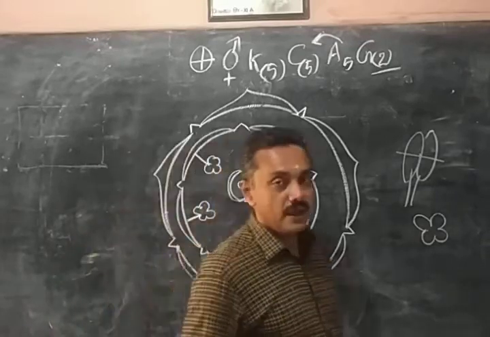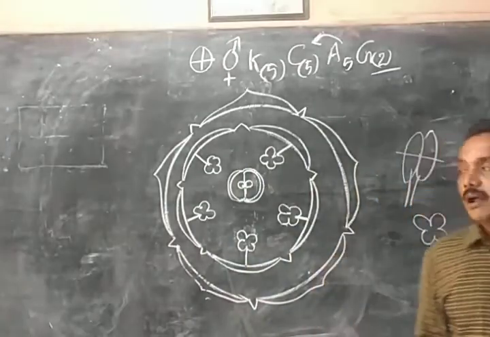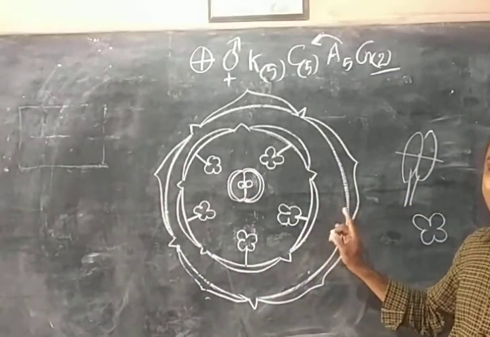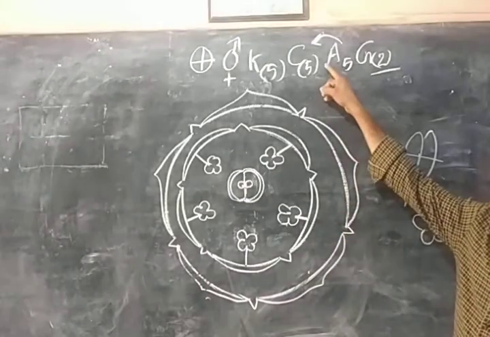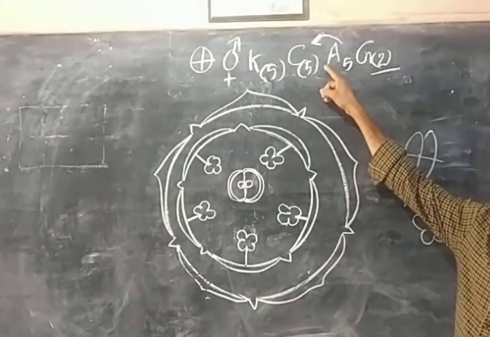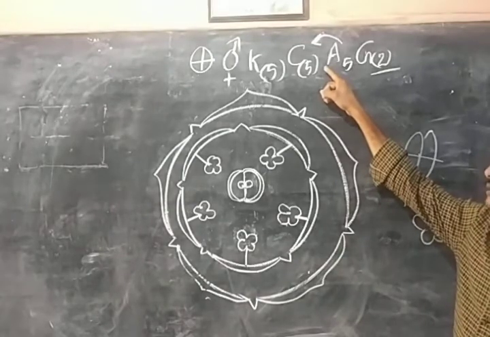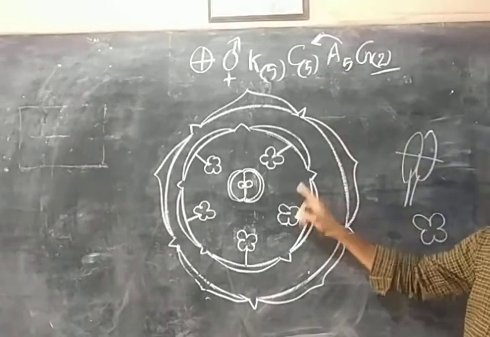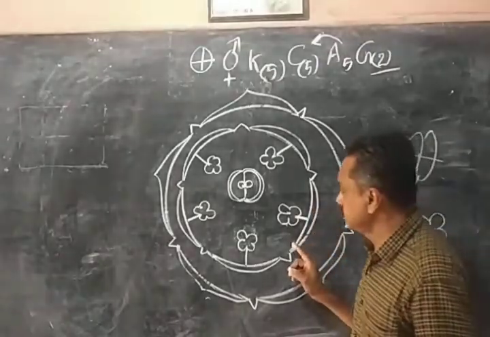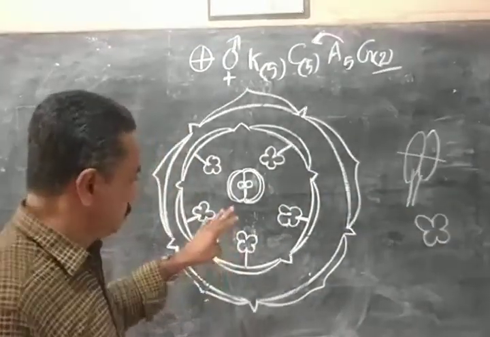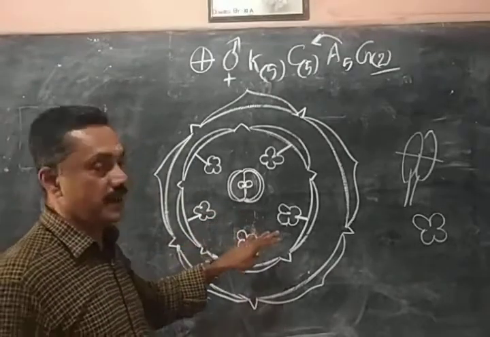This is the representation of the flower. This representation is called floral diagram. This representation is called floral formula. We represent the parts of the flower in a formula, that is called floral formula. This is called floral diagram. This is the method by which we are representing the parts of the flower in the diagram.